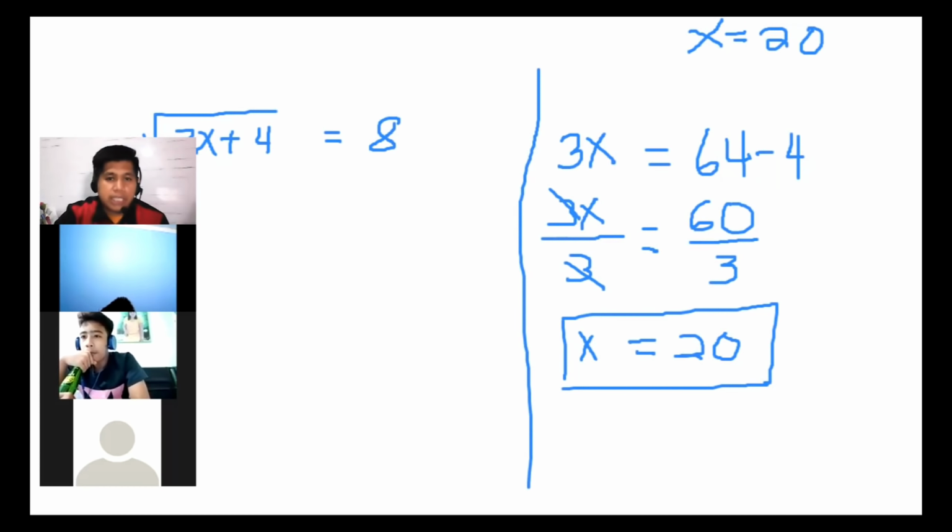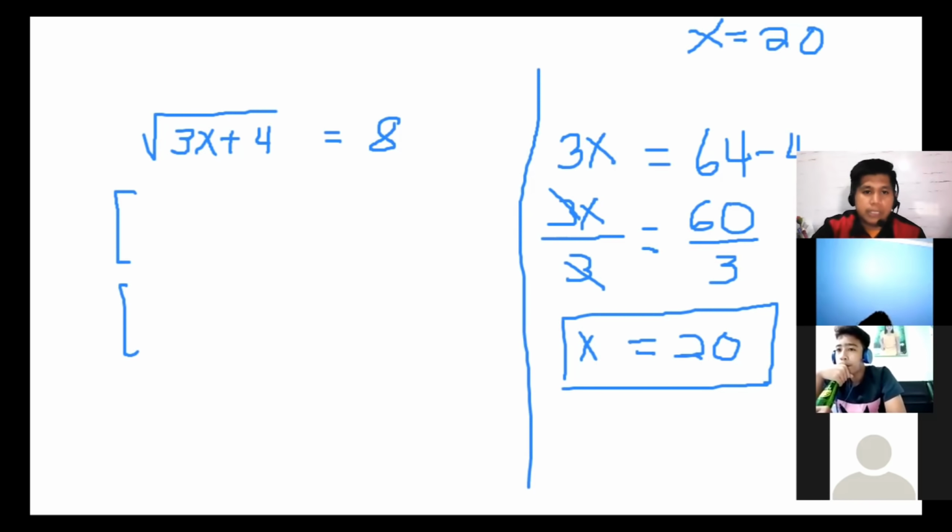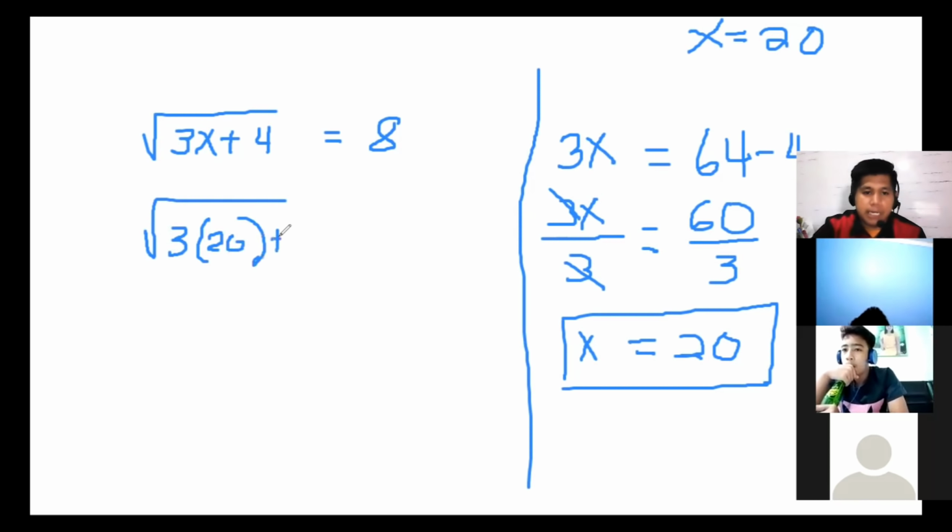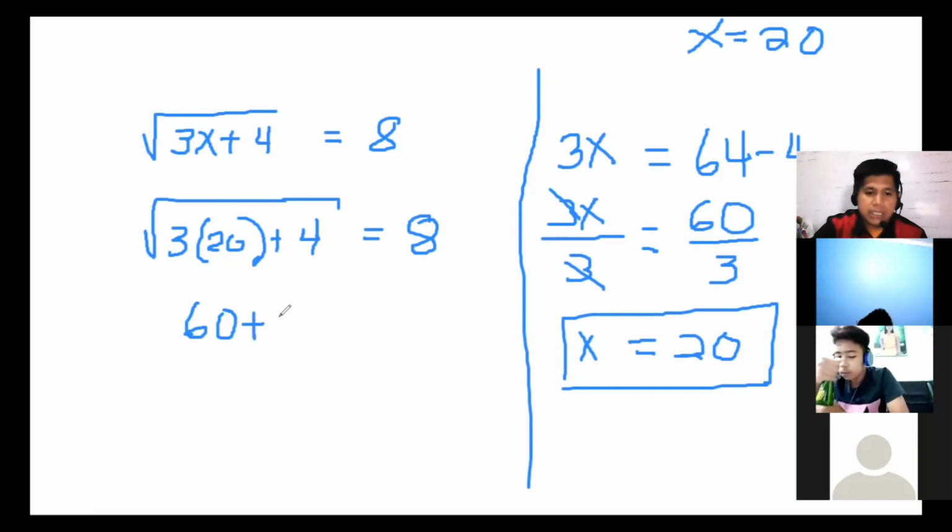Okay, so let's copy. Alright, so that's going to be the square root of 3. We're going to replace your x there with 20. So that's 20 plus 4. Children, don't forget to make your radical sign longer because 4 there is still included in our square root, then is equal to 8. Then we're going to multiply your 3 and 20. That will give us 60 plus 4.